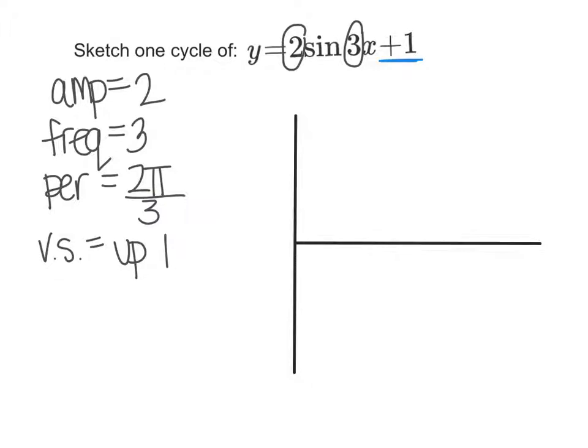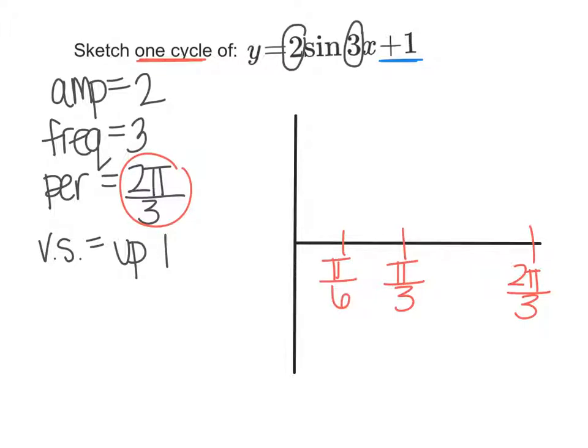Okay, so now we're ready to set up our axes. Since we're only sketching one cycle, we're going to take our period and mark that right at the end, because that's the number where that first cycle is going to stop. And then we divvy up the axes into 4 pieces. If we cut 2/3 pi in half, we get 1/3 pi, or pi over 3. If you cut pi over 3 in half, you should get pi over 6, or 1/6 pi.